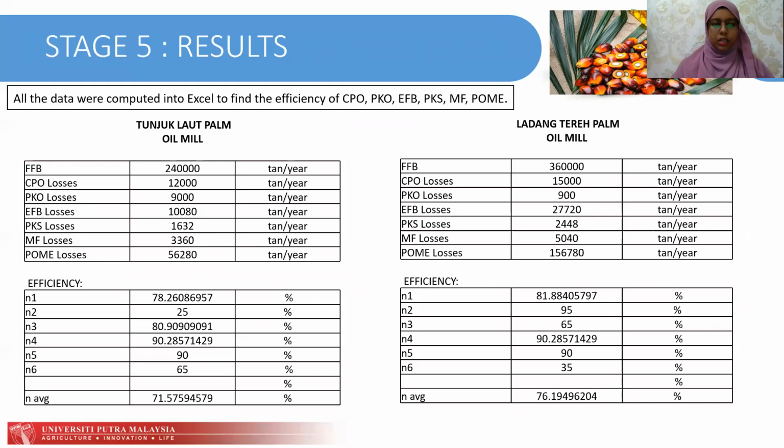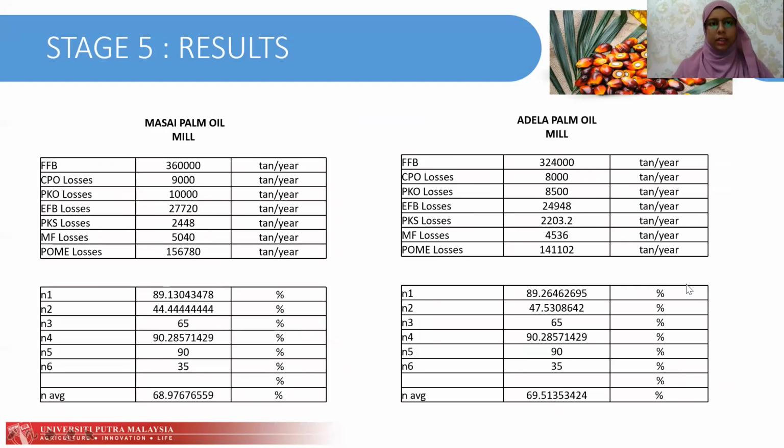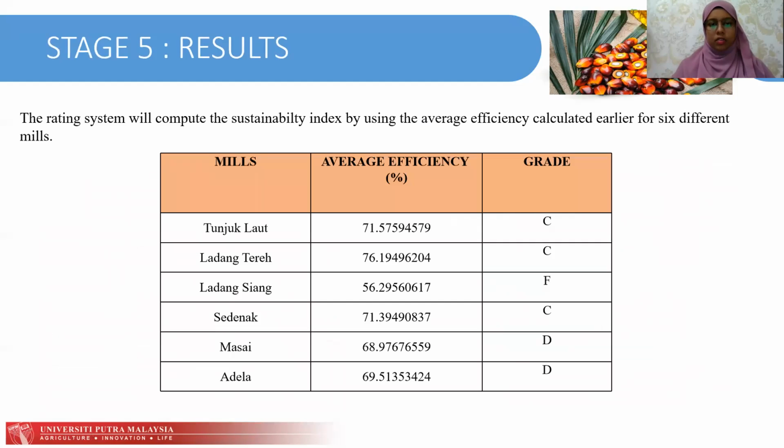So the result is shown in this table, where the average efficiency was calculated by using the Excel interface. From the efficiency, this is for Tunjuk Laut palm oil mill and Ladang Tereh palm oil mill. Next is Ladang Siang palm oil mill, Sedenak palm oil mill, Masai and Adela. So from the average efficiency obtained from the Excel interface, the developed model grades the sustainability index, grading the performance of the palm oil mill based on what we computed in the Excel interface.